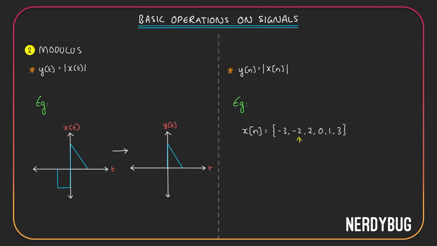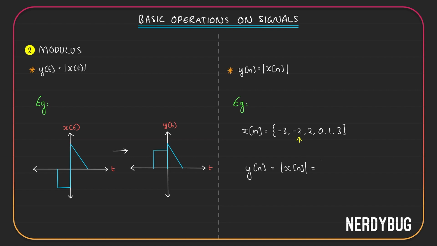On the left hand side, we have negative values. We do not take the negative sign, we want the positive. So it will look like this. How about in a discrete time signal? So let's say we have x of n, we're taking the modulus and we get y of n. For an example, x of n is -3, -2, 2, 0, 1, 3. What will be y of n if y of n is the modulus of x of n?